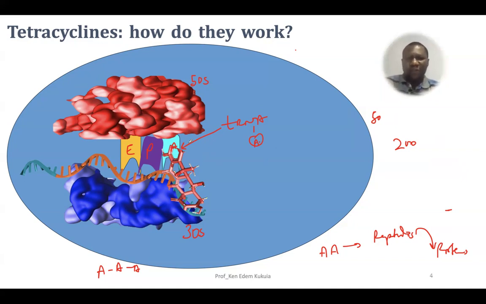Now, because protein helps with growth and division, it means that the microorganisms may not be able to grow. This is why we normally say that tetracyclines are bacteriostatic, but at high concentrations, they can be bactericidal, okay? But usually they are bacteriostatic against most of the organisms that they affect. I hope this is simple enough for us.